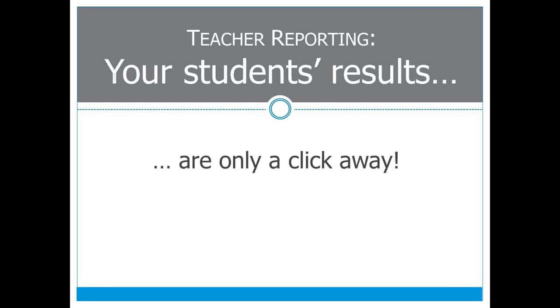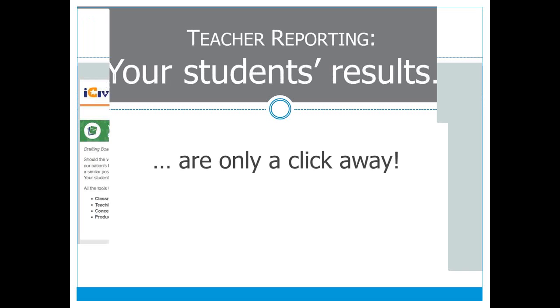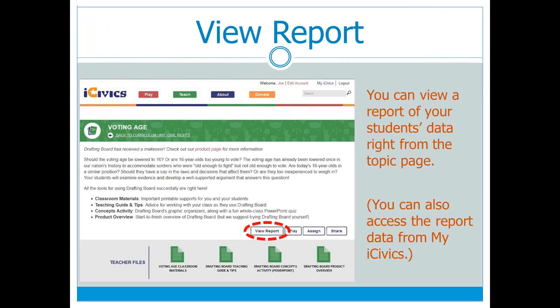The last thing we're going to look at is the data that Drafting Board generates for you to use as the teacher. The easiest way to access this data is to just click View Report on the topic page, although if you're familiar with the back end of iCivics, your My iCivics account, and you're comfortable with that, you can access it from there too. But we wanted to make it super easy, straight from the topic page.